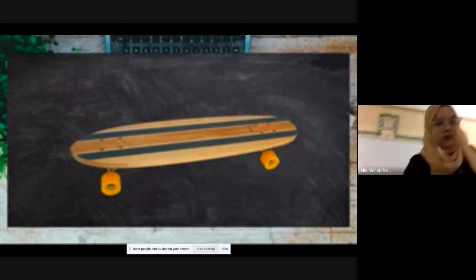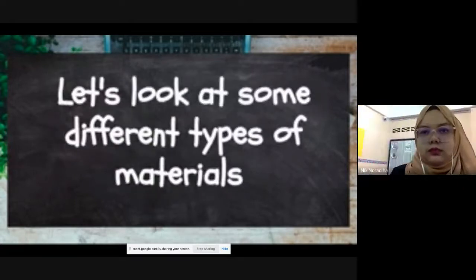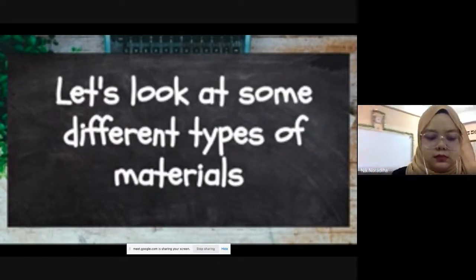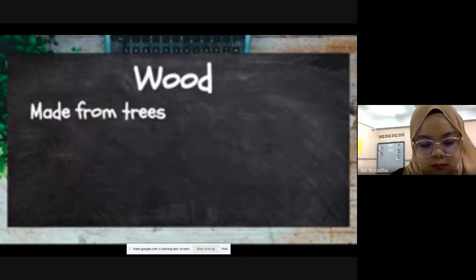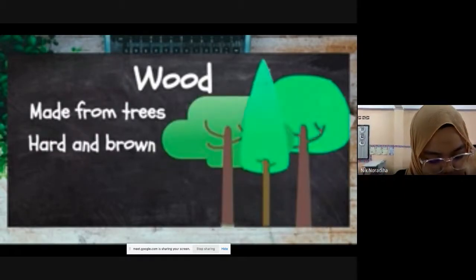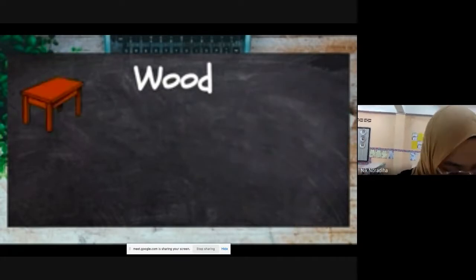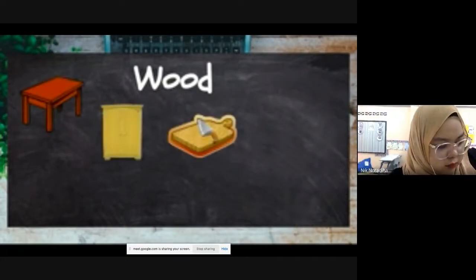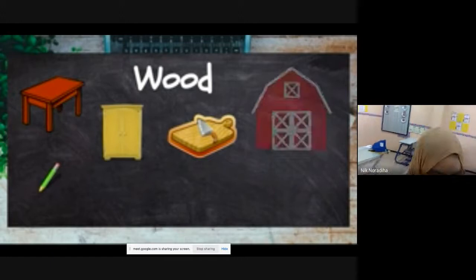Let's have a look at different types of materials. Wood is made from trees. It is hard and therefore useful for making things that need to be rigid, such as tables, cupboards, chopping boards, pencils. Even houses can be made from wood. Can you think of anything else that could be made out of wood?